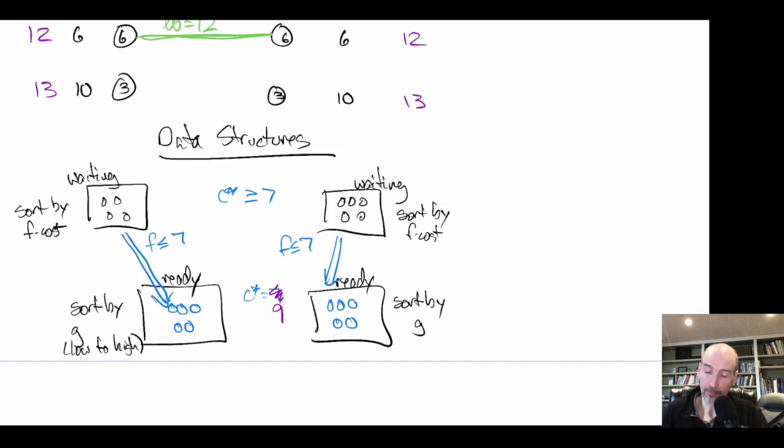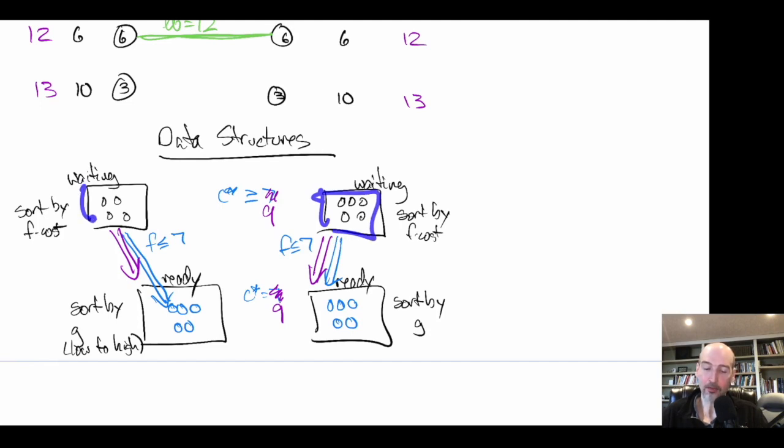Because there's no more states up here with f less than or equal to 7, and there's no more pairs of g cost down here that are less than or equal to 7, that would cause me to update this estimate. I would update this estimate to say, well, maybe my C star now could be 9 if that was my next cost. I continue now to move anything with f less than or equal to 9 down onto this ready list. And then I continue to expand as long as the sum of g costs is less than or equal to 9.